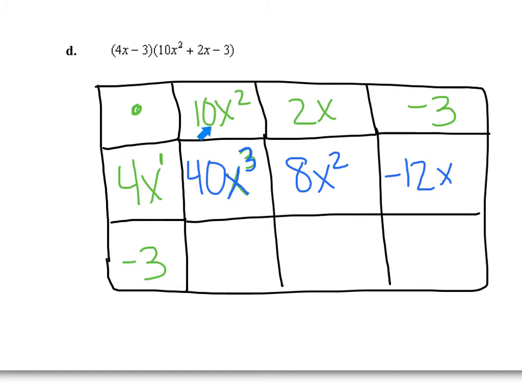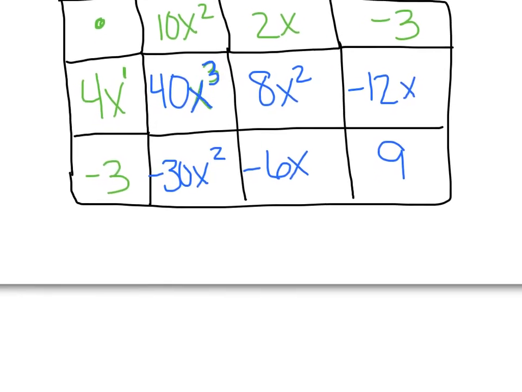I've got negative 3 times 10x squared, so that would be negative 30x squared. And then I've got negative 3 times a positive 2x, that would be negative 6x. And then I've got a negative 3 times a negative 3, and that would be a positive 9. And look here, I've got some like terms. I've got an x squared and an x squared, an x and an x. So those are all like terms.